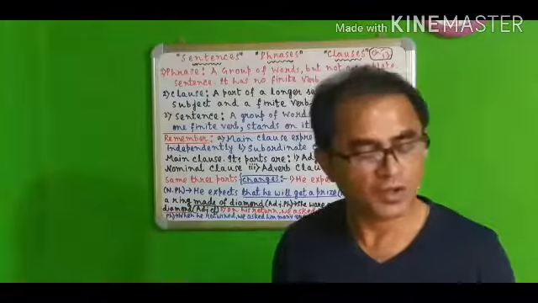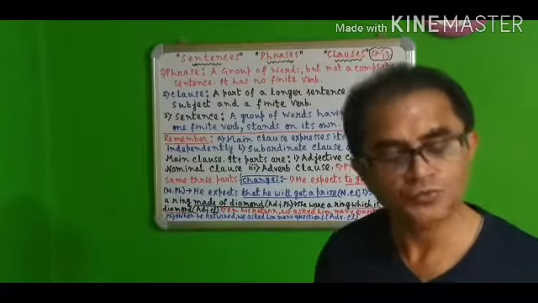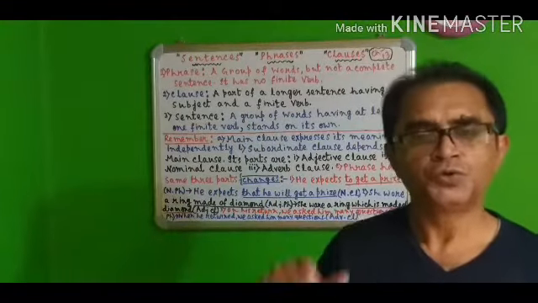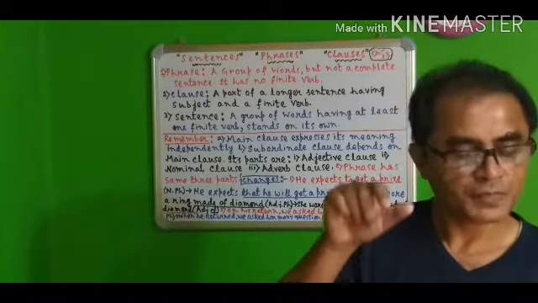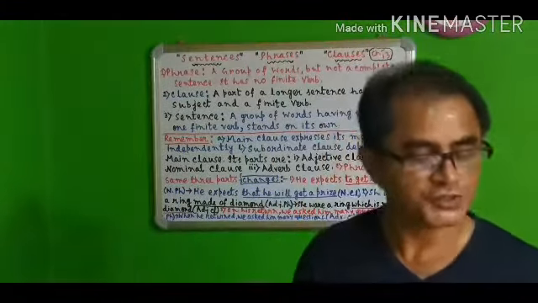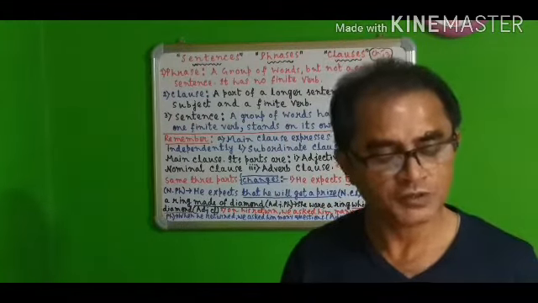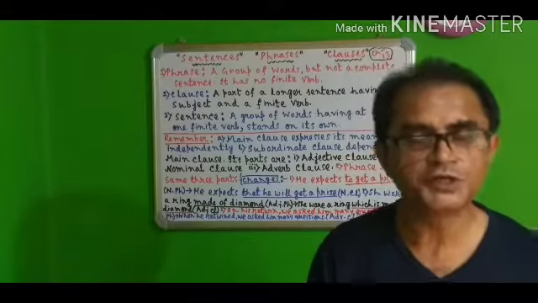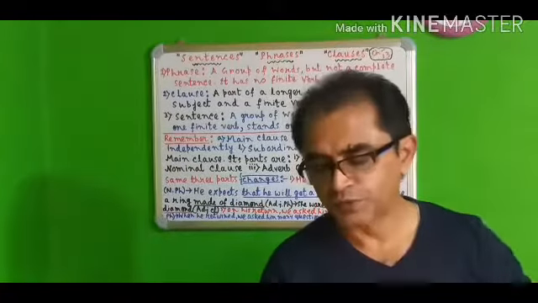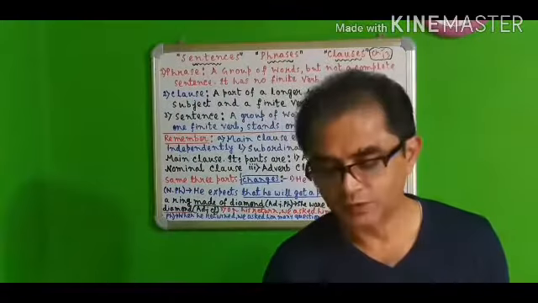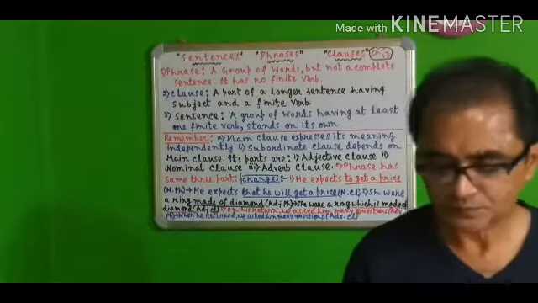Another example: I should hate to do such a thing. To do such a thing is the noun phrase. It has come after the verb hate. It's a noun phrase, and we can change it into a noun clause in this way: I should hate that I will do this work, that I will do such a thing.